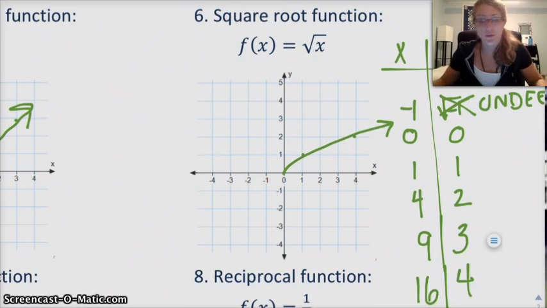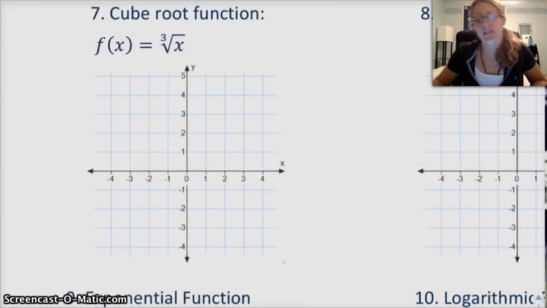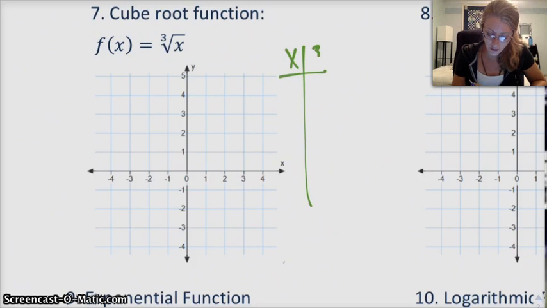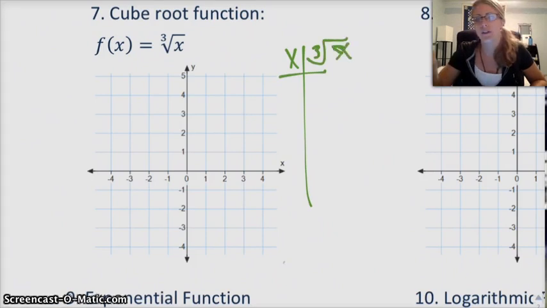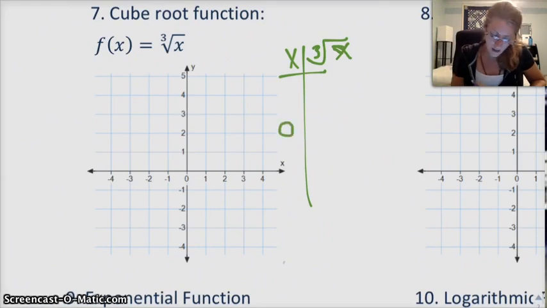So that is what our square root function looks like. That's it. Cube root function. Same thing. If I want to pick values of x that are smart for a cube root function, I need to think of what values are perfect cubes. Well, I know 0 is a perfect cube. I know 1 is a perfect cube because 1 times 1 times 1 equals 1.